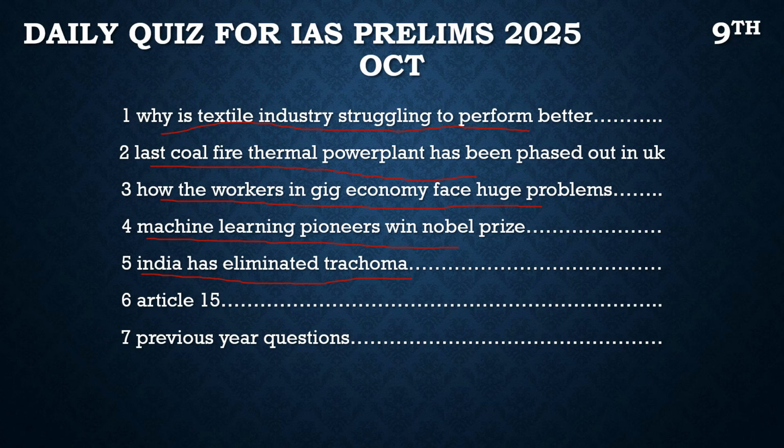After we solve these questions, we will shift towards the static portion which we have discussed, that is Article 15. After discussing Article 15, we will solve a prelims based question on that, and finally reach the previous year questions. The main idea of discussing this slide was to give you the basic gist of the news in the newspapers today, which is important for you. So with this, let's move to the next slide and solve the questions one by one.